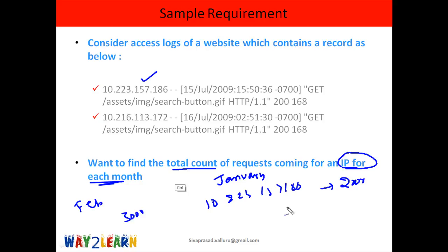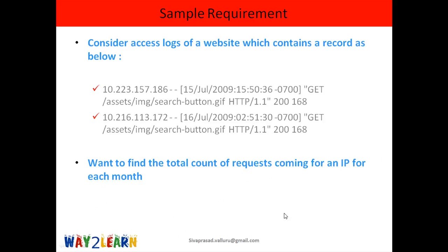So there are 12 months. How many output files do I want? 12 output files, one output file per month. So how many reducers? If you want 12 output files, you have to configure 12 reducers.